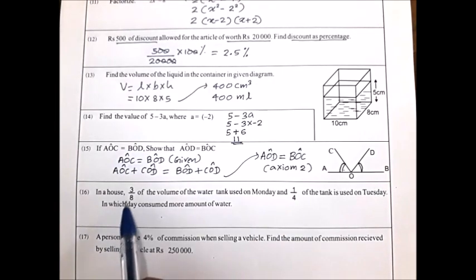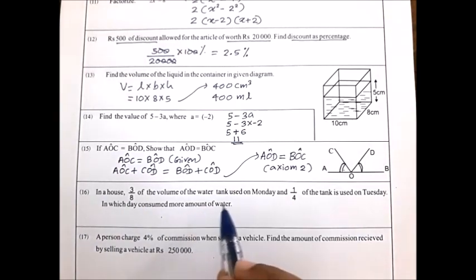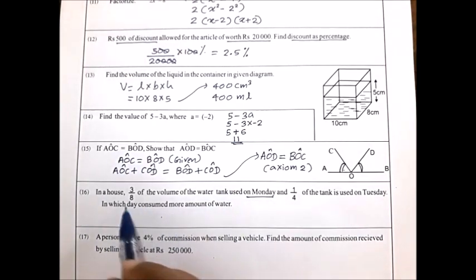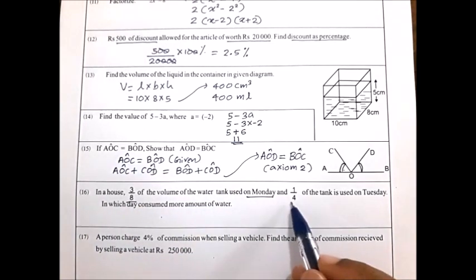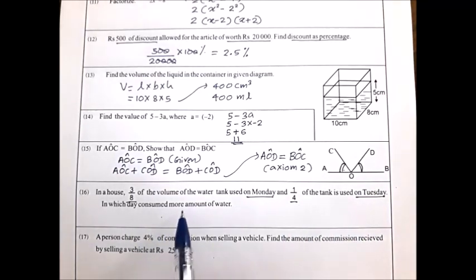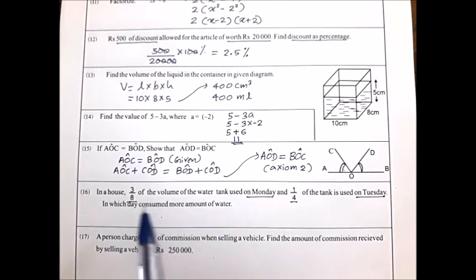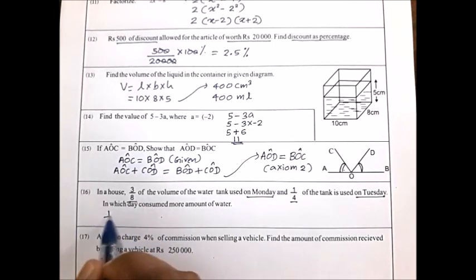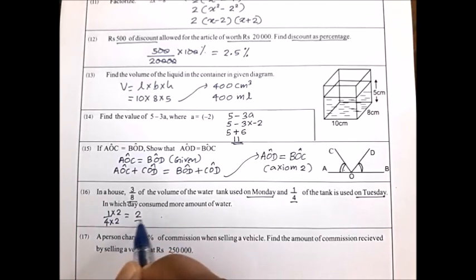16th one. In a house, 3/8 volume of water used on Monday. 3/8 used on Monday. 1/4 is used on Tuesday. In which day is more water consumed? You have to compare these two fractions and find the largest fraction. Here the denominator is 8. Convert this denominator into 8. Multiply both numerator and denominator by 2. 2/8.